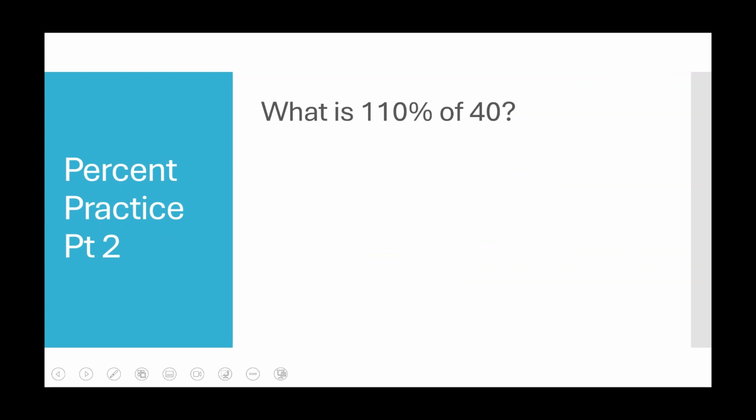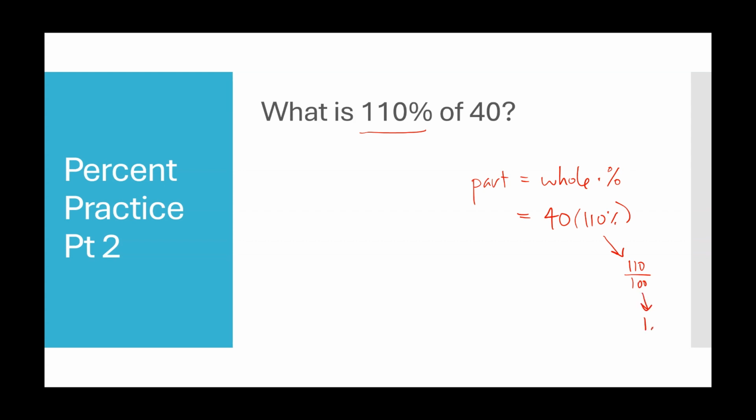What is 110% of 40? Since this percent is more than 100%, the number had better be bigger than 40. But again, we're going to use that part equals whole times the percent. So I've got 40 as my original, my whole, and I'm going to times it by 110%. Don't forget, 110% is 110 over 100, which is 1.1. All the other percents we've dealt with so far have been less than 1, but that one's bigger because we're doing 110%. That's more than the whole thing. 44. Does that sound right? We have 10% more. Yeah, looks good.